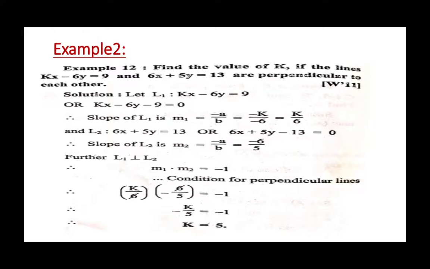Example 2 is: find the value of k if the lines kx minus 6y equal to 9 and 6x plus 5y equal to 13 are perpendicular to each other.